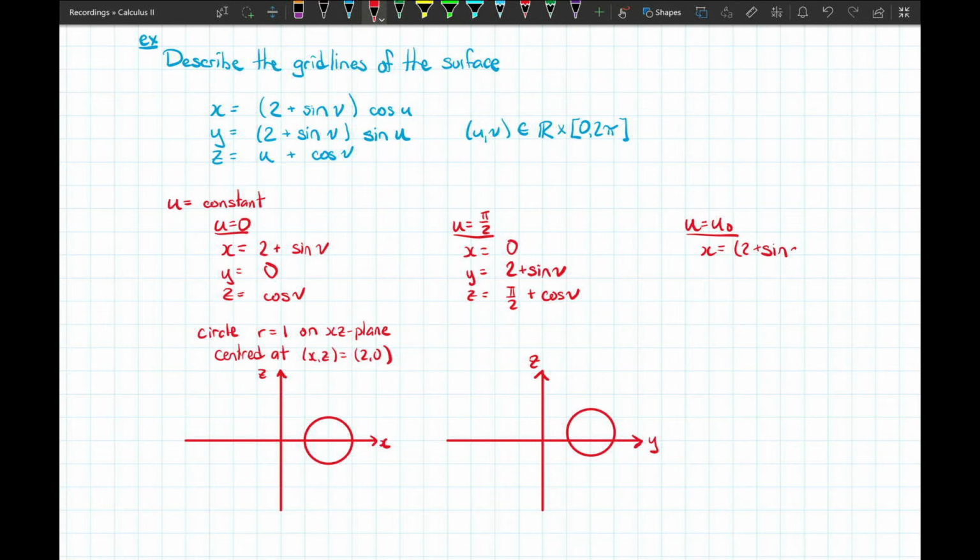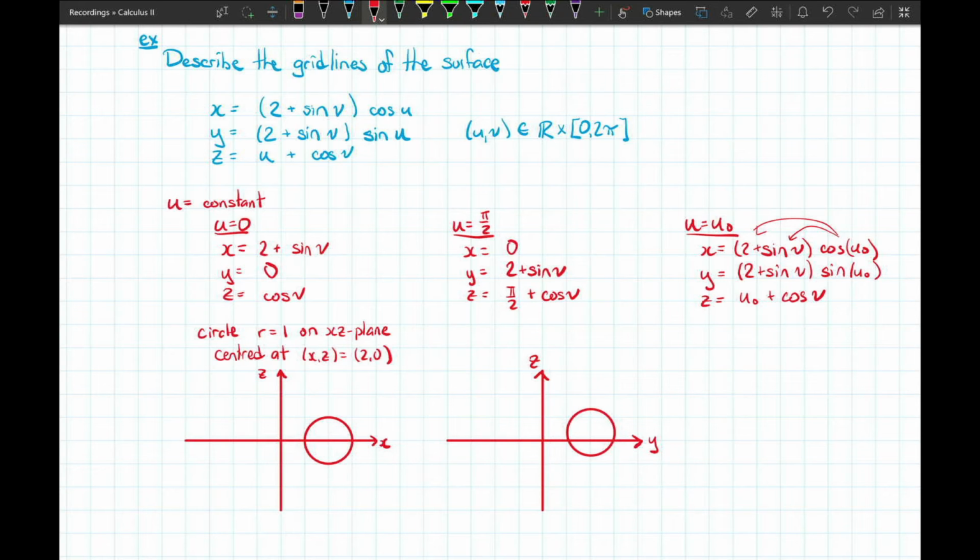2 plus sine v times cosine of u naught. Now, u naught is just a constant, and that's just going to get distributed across both of those terms. And the same thing goes with y. Sine of u naught is just a constant, and that'll get distributed across this 2 plus sine v. And z, well, that's always just going to be some sort of constant plus cosine v.